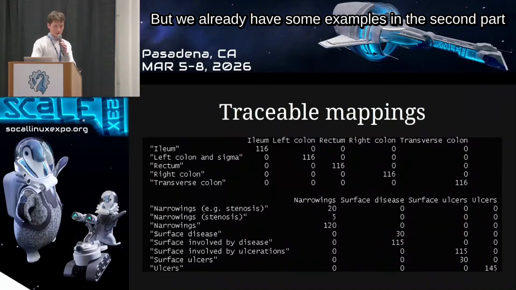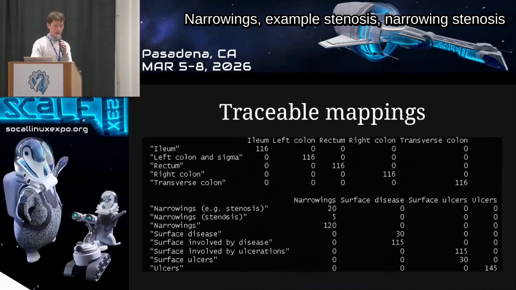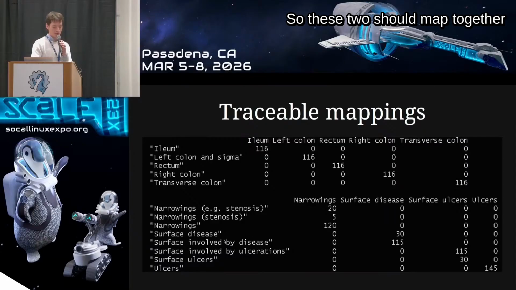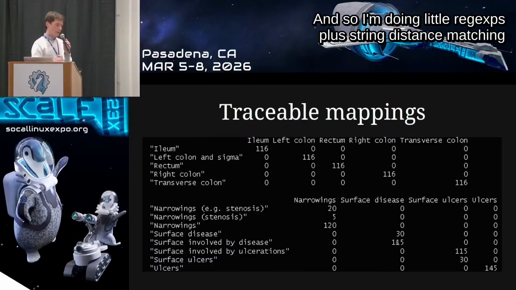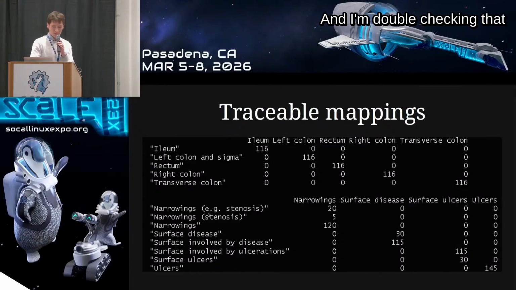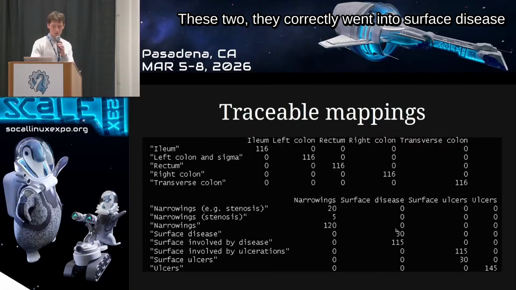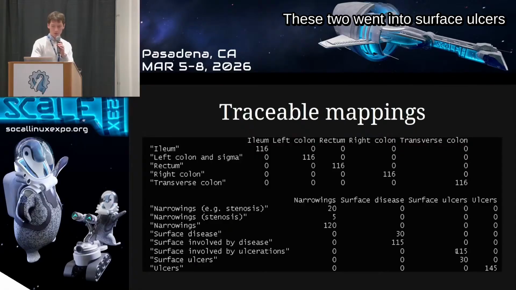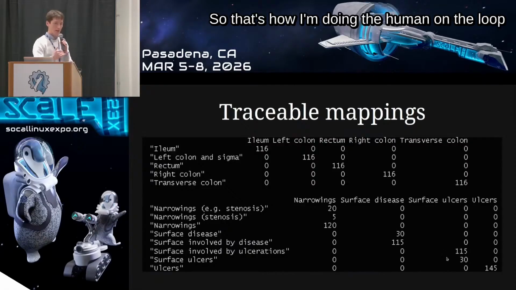But we already have some examples in the second part, narrowings: for example stenosis, narrowing stenosis, surface disease, surface involved by disease. So these two should map together. And so I'm doing a little regex plus string distance matching. And I'm double checking that, okay, these first three correctly went into narrowings. These two correctly went into surface disease. These two went into surface ulcers. So that's how I'm doing the human on the loop, the traceable mapping.